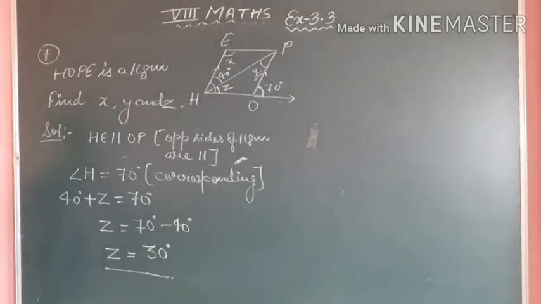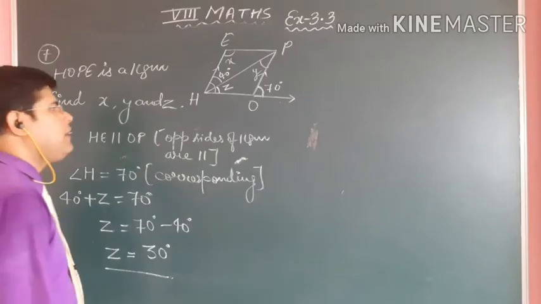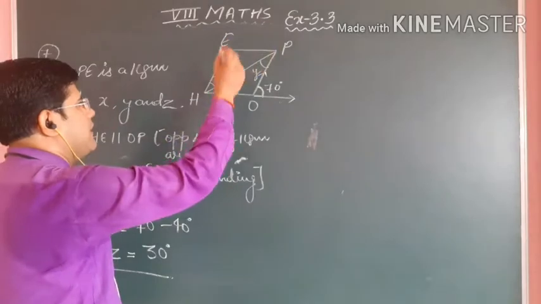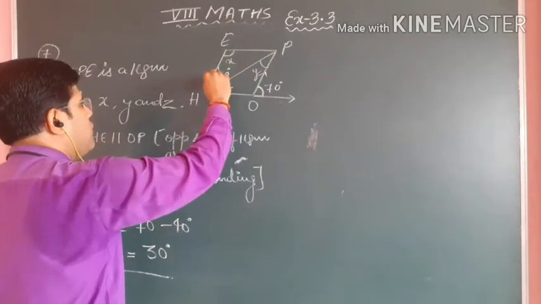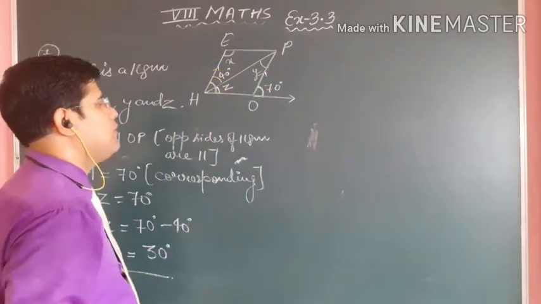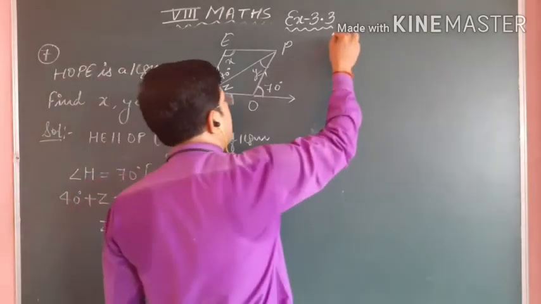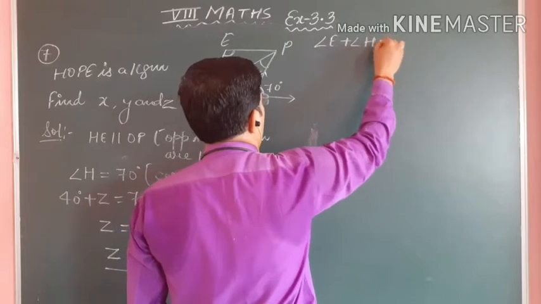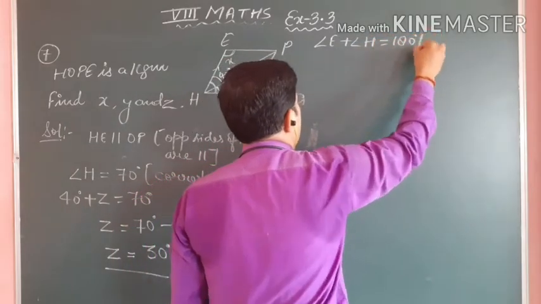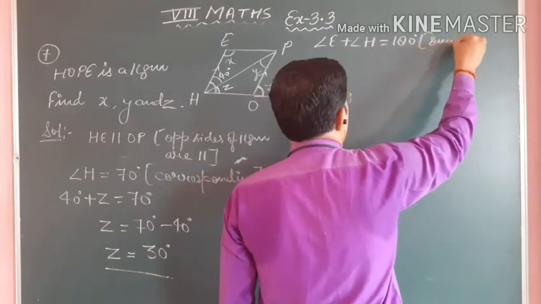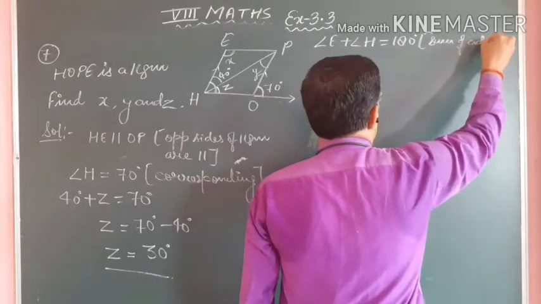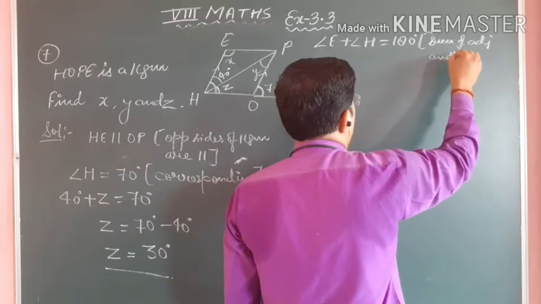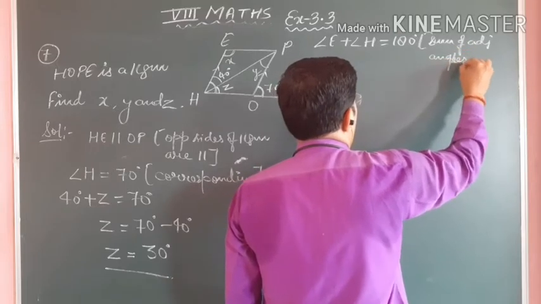Okay students, now here we have found z. Now if this angle x and the whole angle H make a sum of 180, we can write that angle E plus angle H is equal to 180, by the sum of adjacent angles, which we have used in our previous sum also. Angles sum is 180.